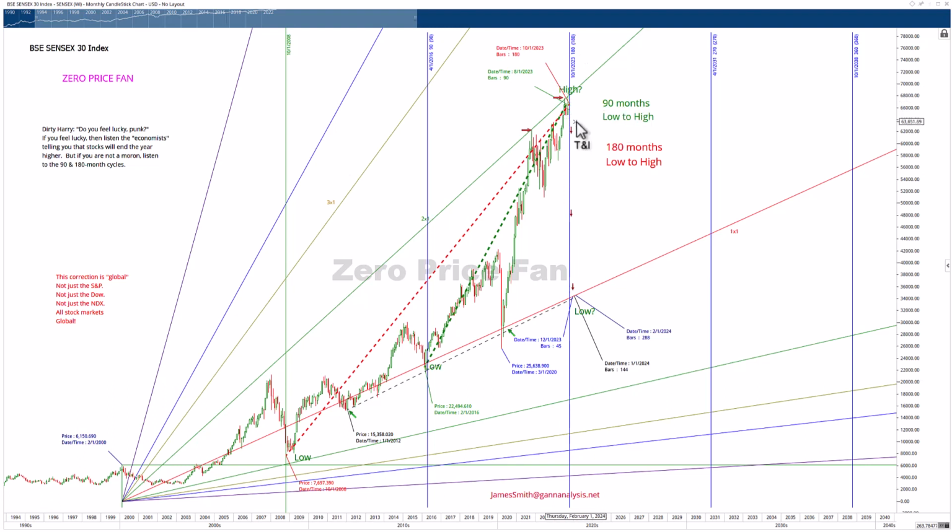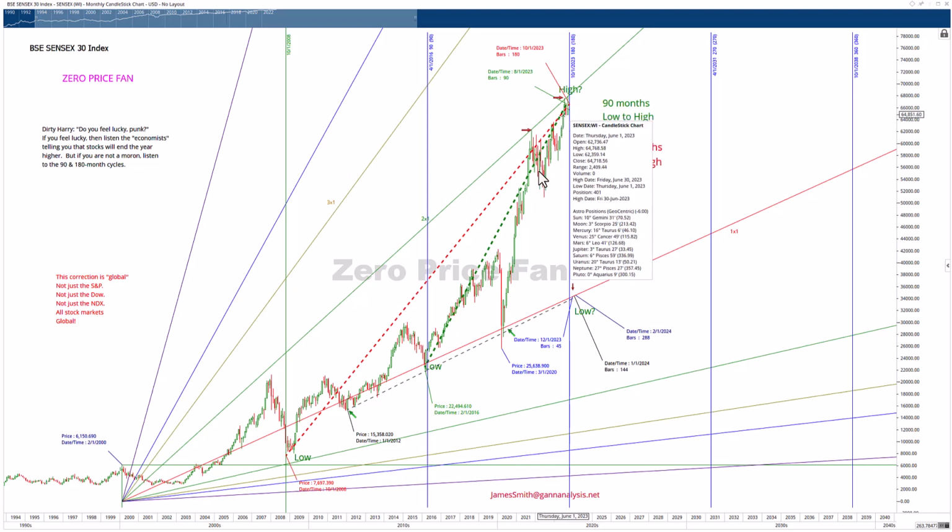Now, if you're a big believer in the random walk theory, you believe that there is no order, you cannot outperform the market because there is no order, it's all random. Now, if you believe that, I have some swampland in Florida to sell you. If you're not a moron, you have to know that the 90 and 180 month cycles coming due as you hit the 2x1 line, you have a time and price setup, which means that you're setting up for a massive reversal in trend. Gann always said when time and price are in balance, you get a reversal in trend.